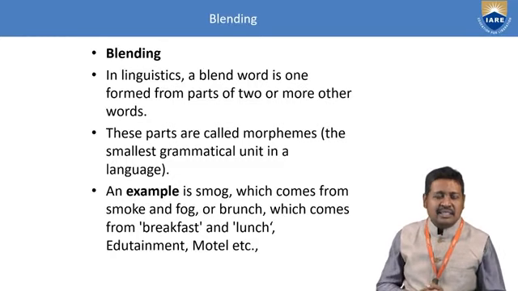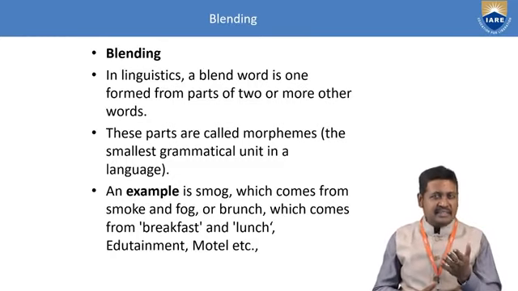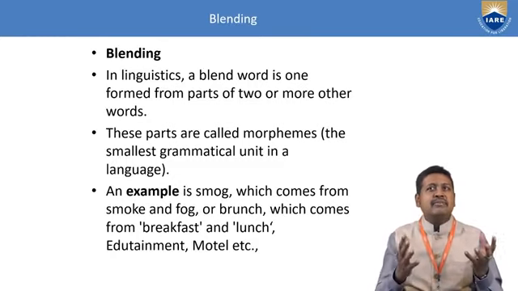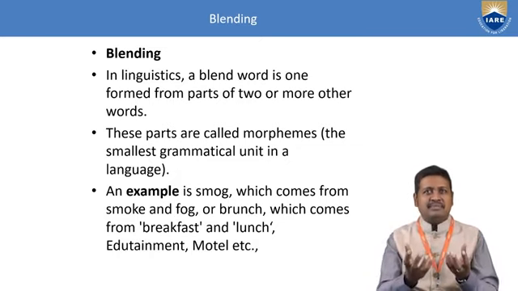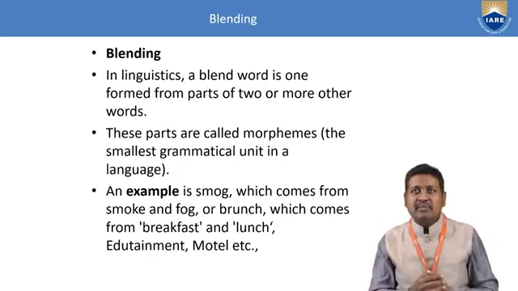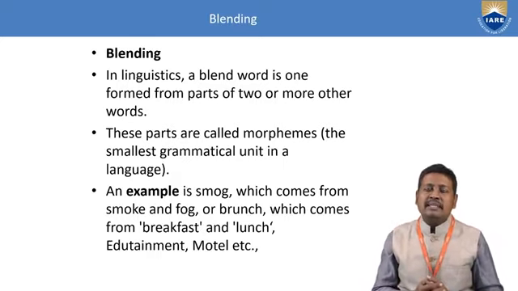Blending. We have seen derivation with prefixes, suffixes. We have seen compounding with the help of parts of speech. For example, adjective plus noun or noun plus noun. Right? The way words are formed. Now let's go and see the third type of word formation, that is blending. What is this?